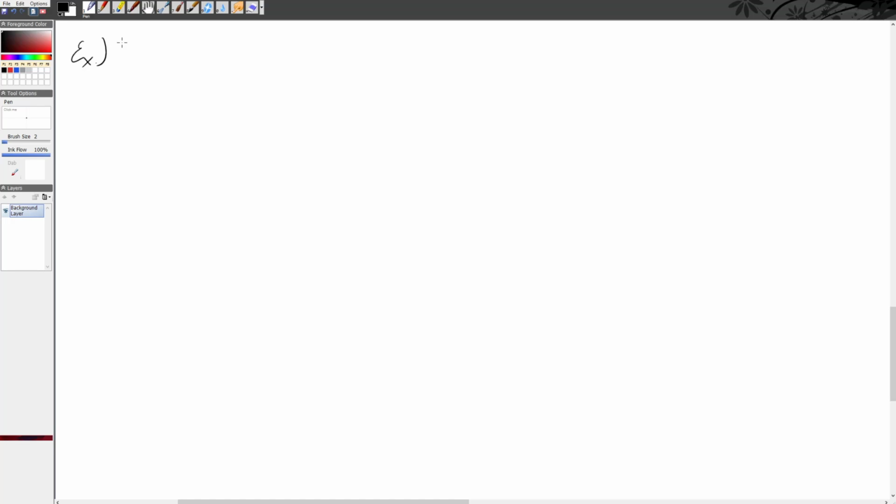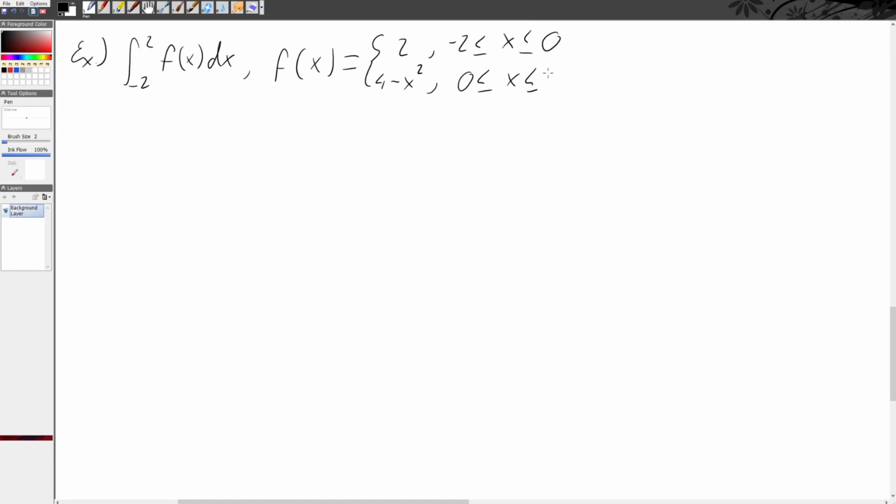Okay, next one. Let's find the integral from -2 to 2 of f of x dx, where f of x is equal to 2 if x is between -2 and 0, and 4 minus x squared if x is between 0 and 2. So let's write out the integral, -2 to 2 of f of x dx.